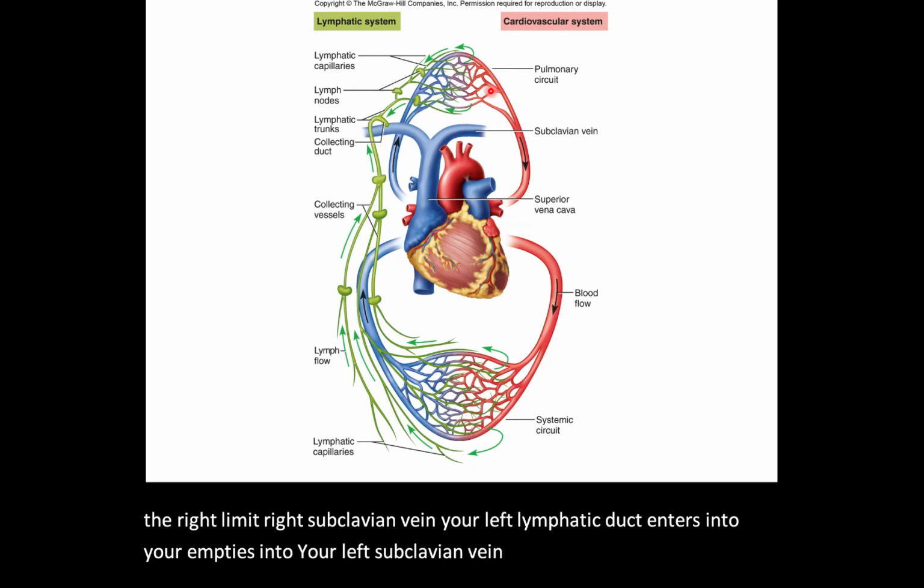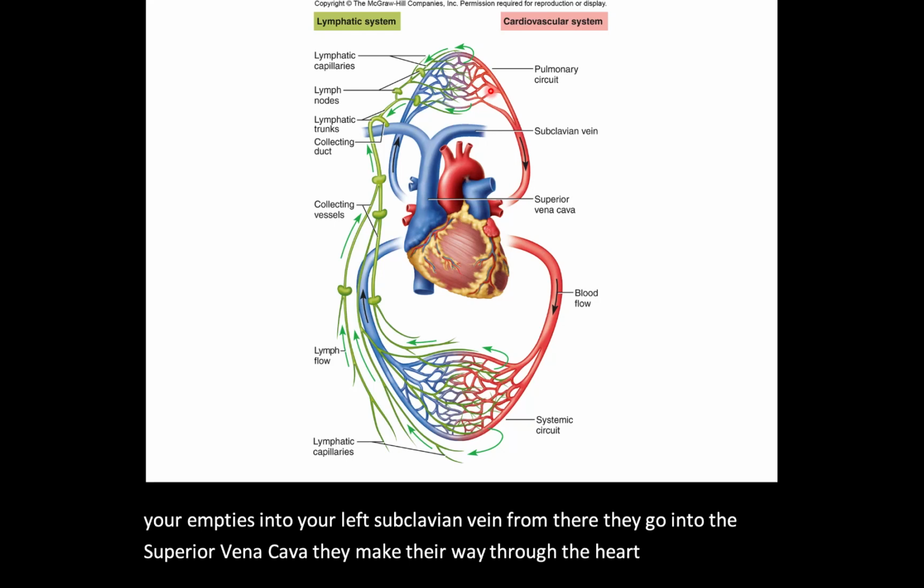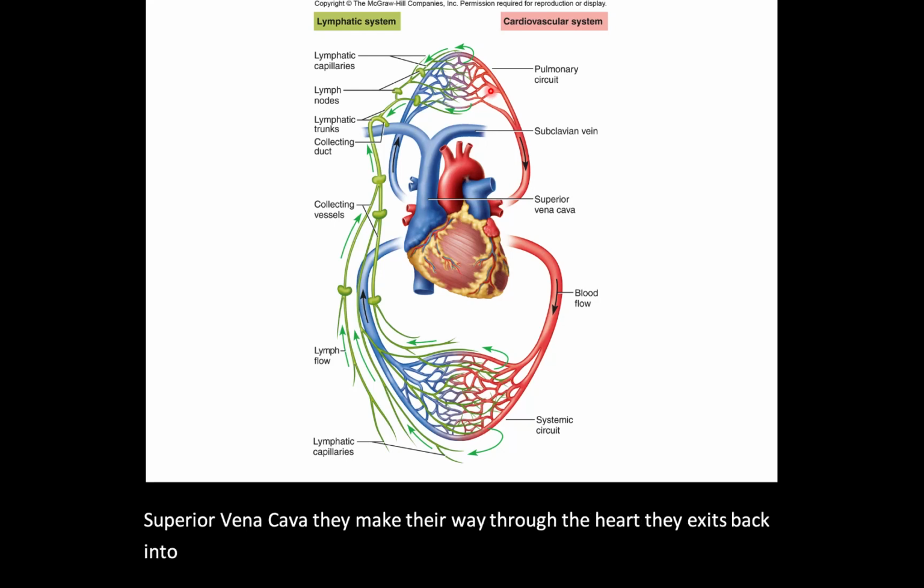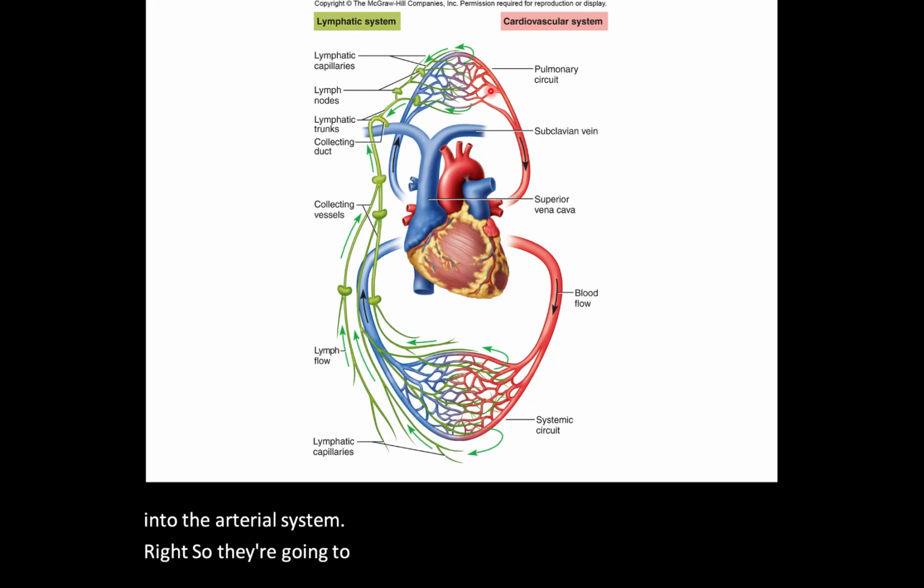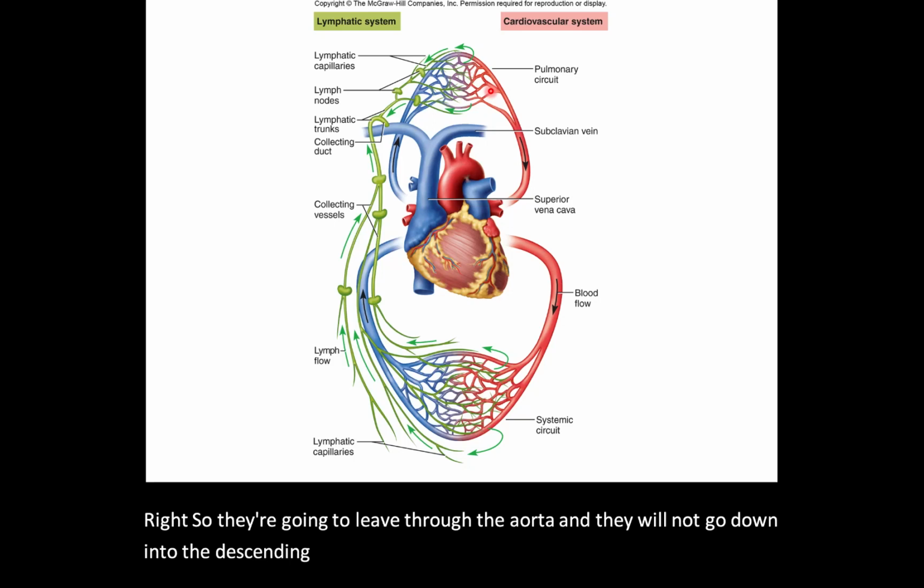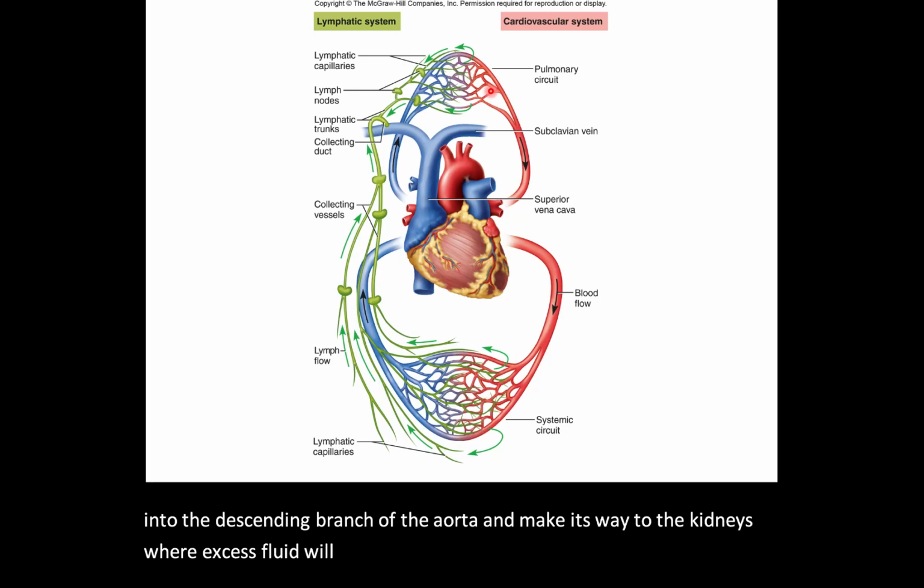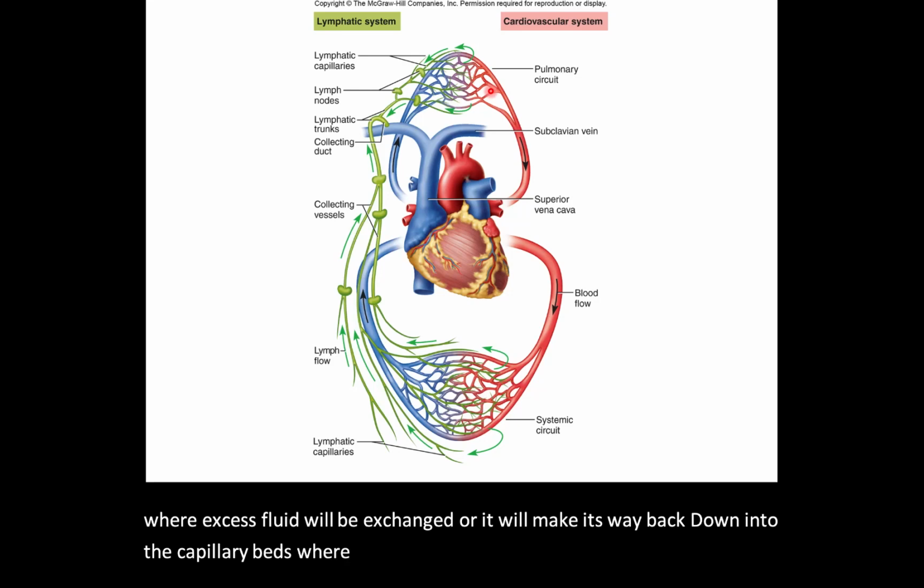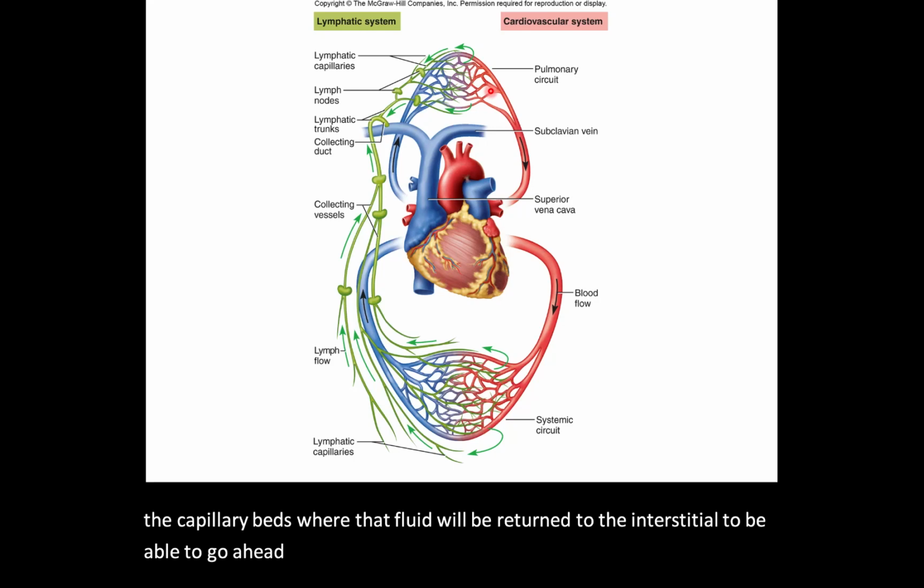From there, they go into the superior vena cava. They make their way through the heart. They exit back into the arterial system. They're going to leave through the aorta, and they'll go down into the descending branch of the aorta and make their way to the kidneys, where excess fluid will be exchanged, or they'll make their way back down into the capillary beds, where that fluid will be returned to the interstitial space to maintain interstitial fluid balance in the tissues.